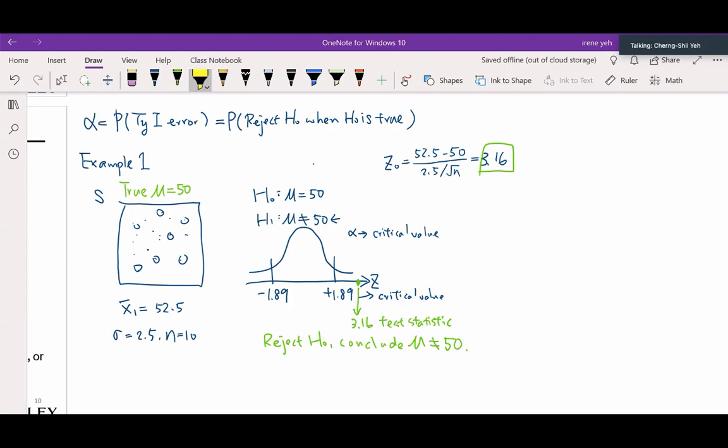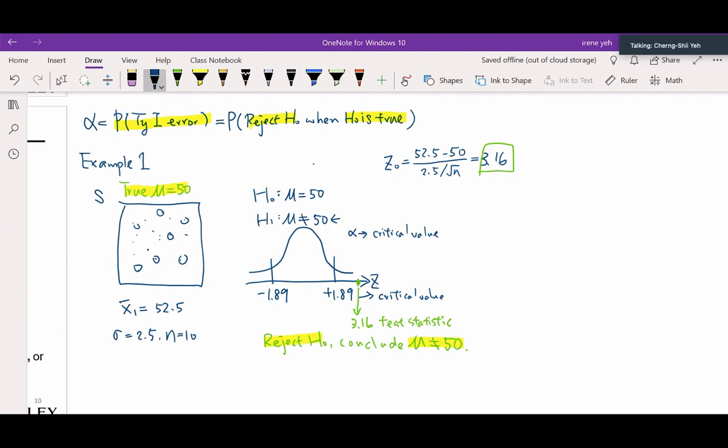All right, now back to type 1 error. Let's compare the result from our hypothesis testing to reality. Hypothesis testing tells us to reject the null hypothesis. The mean is not 50. But reality tells us it is actually 50. So we reject the null hypothesis when the null hypothesis is true, and we are making a type 1 error. I'm creating that situation for you so we can further derive the probability.